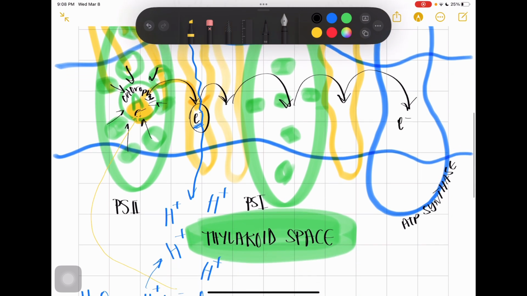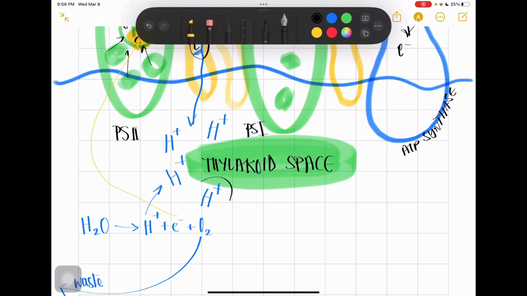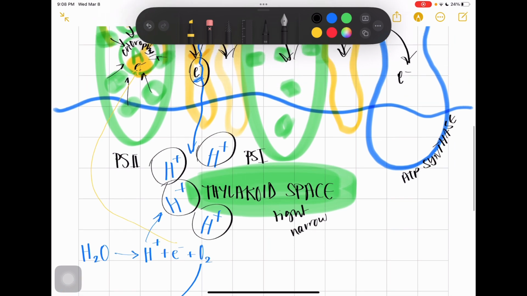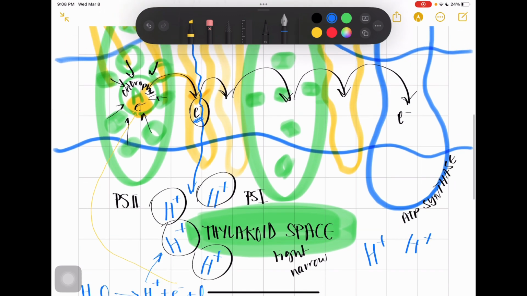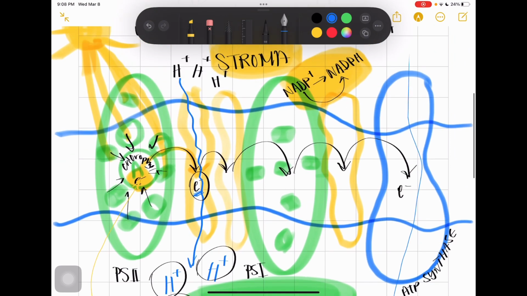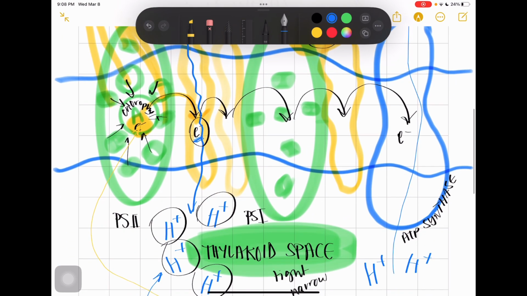So now going back to these protons that are just floating around the thylakoid space. Something about the thylakoid space is that it's very narrow. That's why it's very, very easy to build a concentration gradient. Now, after this concentration gradient starts building and we have too many protons, they're going to go back through the ATP synthase and back into the stroma.